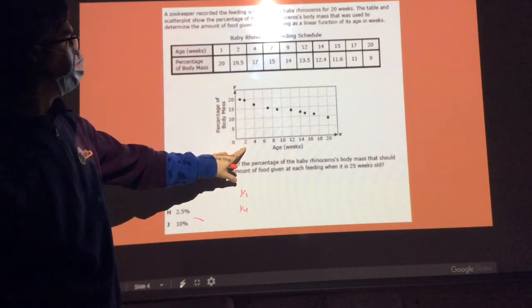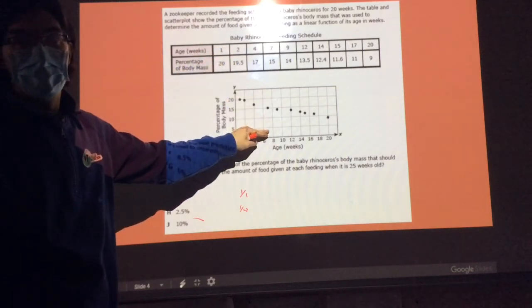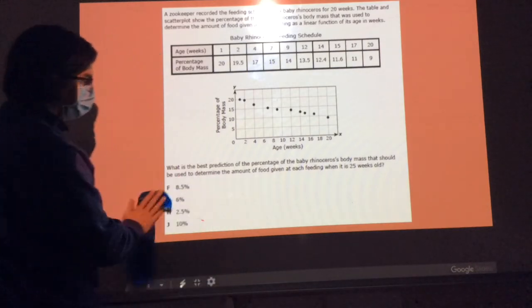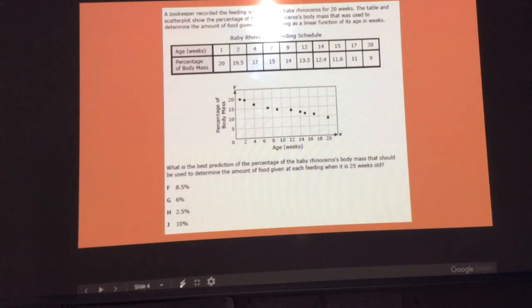1 is equal to 20. 2 is equal to 19.5. The table and the scatter plot tie in together. Are we okay with that? What is the best prediction of the percentage of the baby rhinoceros body mass that should be used to determine the amount of food at each given point when it is 25 weeks old?